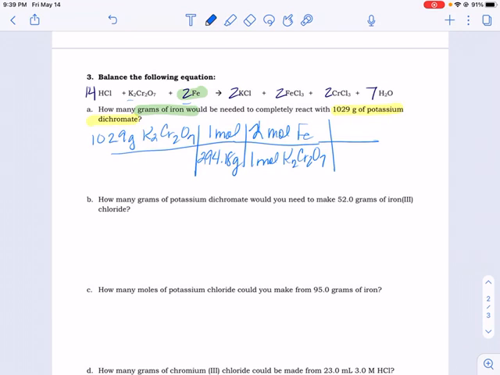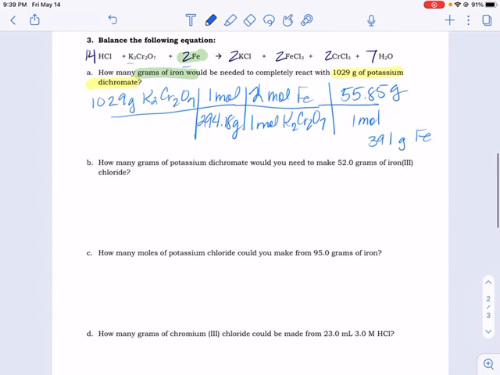And then we're going to change to grams, 55.85 grams in 1 mole. And the answer is 391 grams of iron.